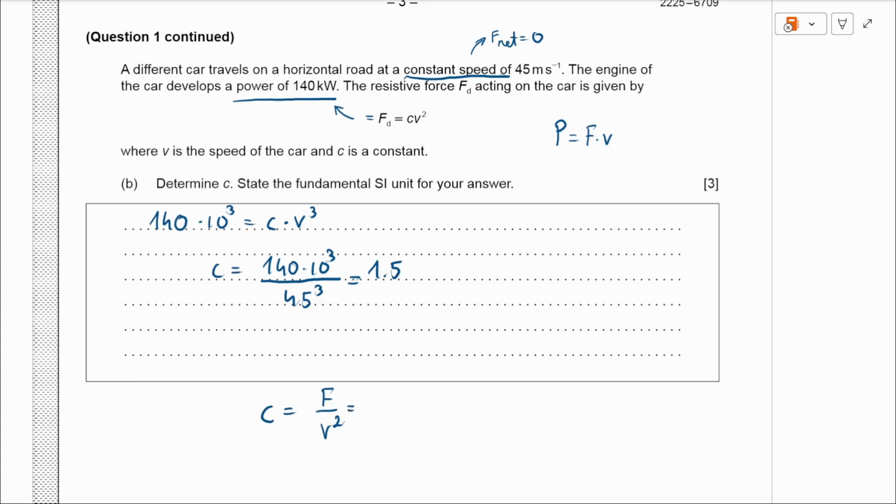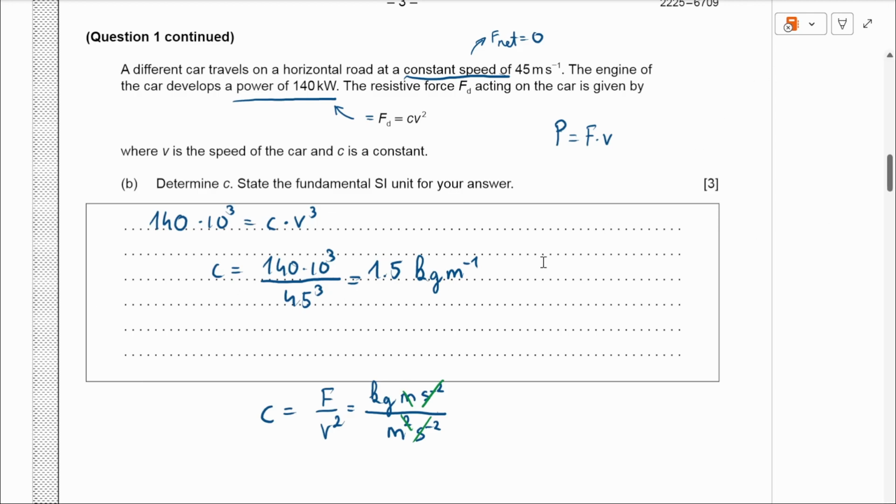So let's think about the SI units here. Force is mass times acceleration. Mass is kilograms. Acceleration is meters per second squared. Velocity is meters per second, and we square that, so that will be meters squared per second squared. So these will be the units, and we can see that the seconds cancel, and one of these meters will also cancel, so this will just be kilogram per meter. So kilogram per meter. That's how we can solve that question.